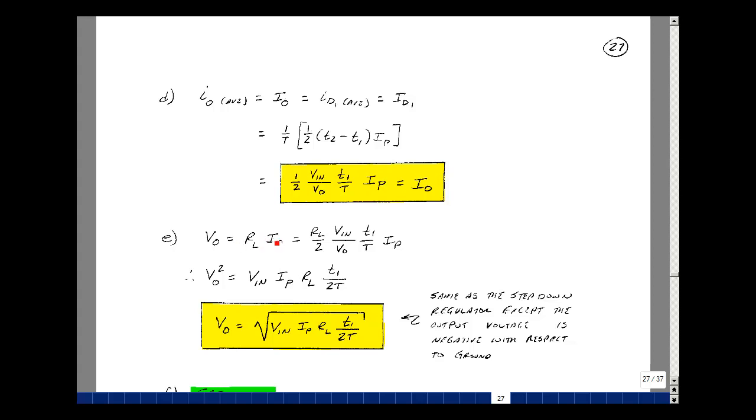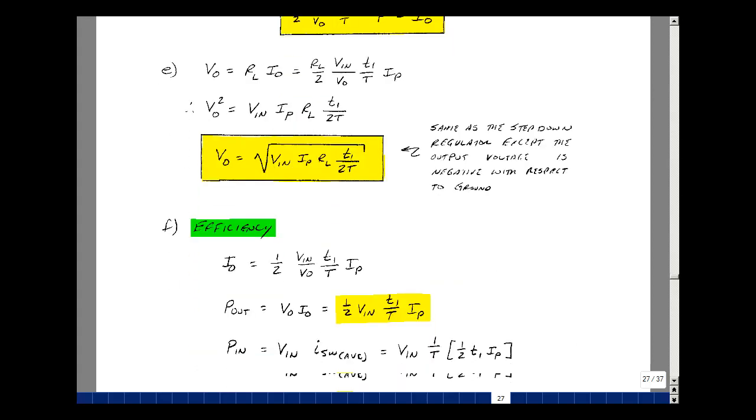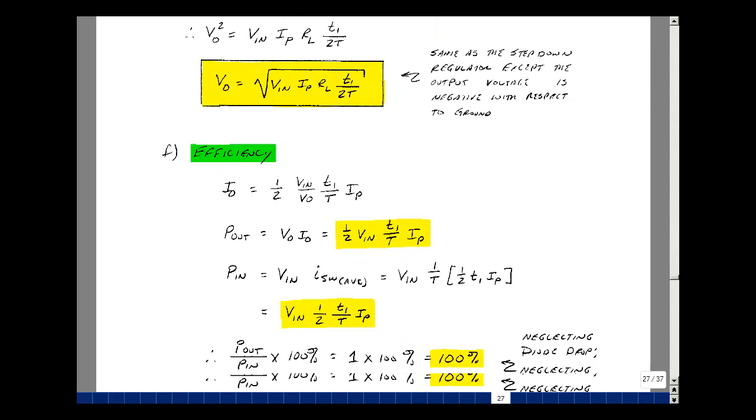V out is R sub L times I out, so let's multiply this expression by R sub L. So I've got R sub L over 2, V in over V out, T1 over T, and then I sub P. Cross multiply here, I got a V0 squared. So then V0 is the square root of this quantity. This is exactly the same equation we had for the step-down regulator, but our output is actually a negative voltage as defined.